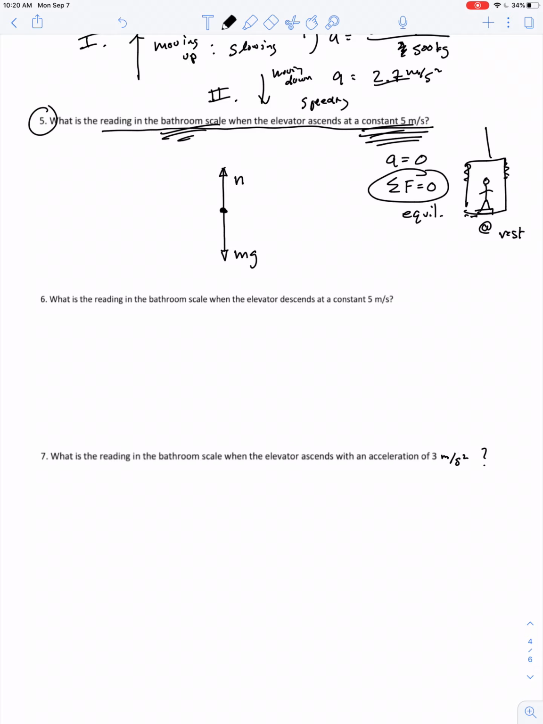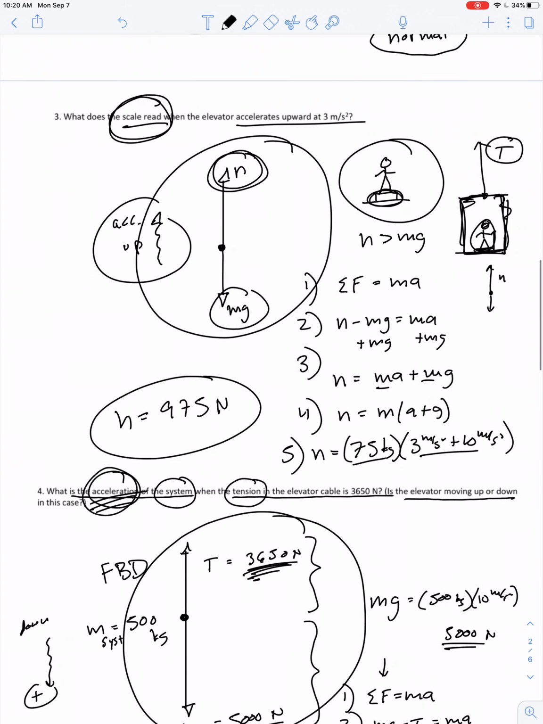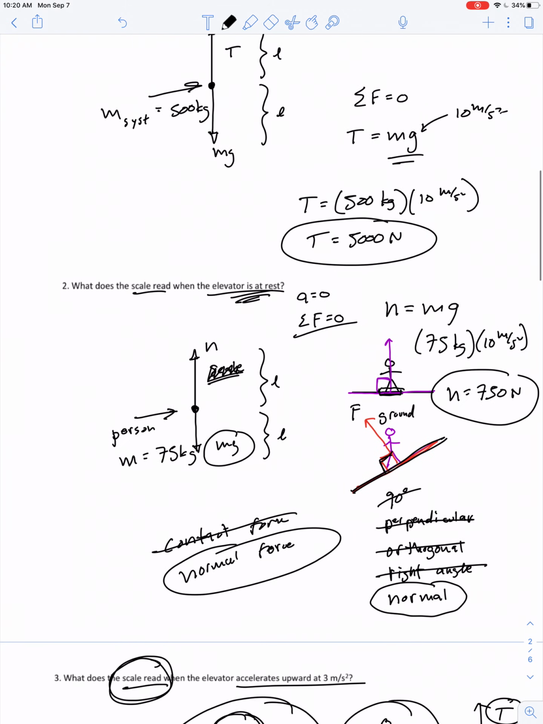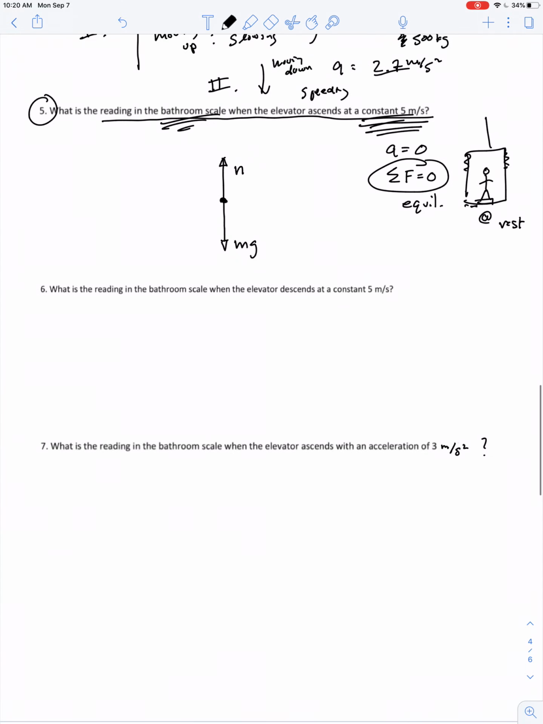So actually our answer to number 5 is exactly the same as our answer to number 2. It would read 750 newtons. Same thing it read when the passenger was at rest. What's the reading in the bathroom scale when it descends at a constant rate?